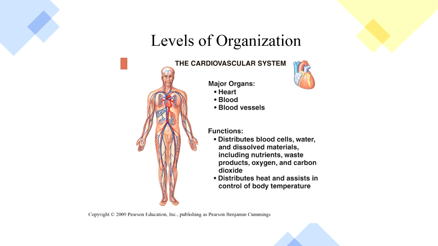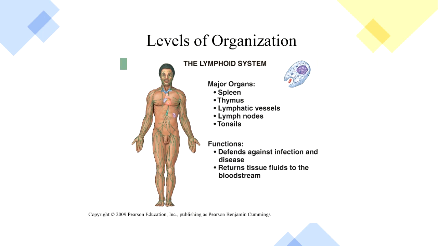Then we have the cardiovascular system, which is pretty straightforward. Heart, blood vessels. What does it do? It just pumps blood and makes sure we stay alive. Then we have the lymphatic system. The major organs there are the spleen, the thymus, the lymphatic vessels, and tonsils, and this is basically our defense system. Our immune system works with the lymphatic system.